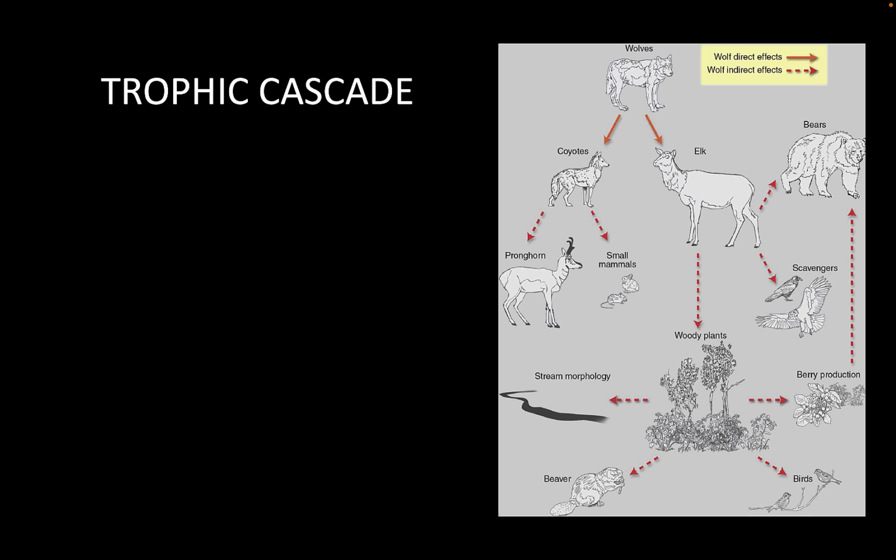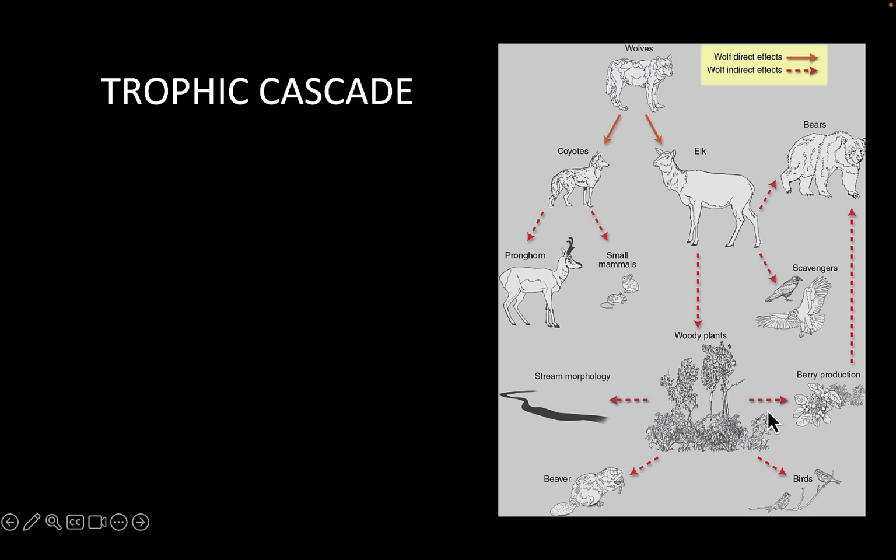So what they found was that there was a trophic cascade where the wolves had direct impacts on elk and also on coyotes. But by impacting the elk, they had an impact on the woody plants that the elk ate. And so let's think about that impact. If wolves come in and they reduce the population of the elk, what would happen to the population of the woody plants? Well, fewer elk feeding on the woody plants should logically lead to an increase in woody plants.